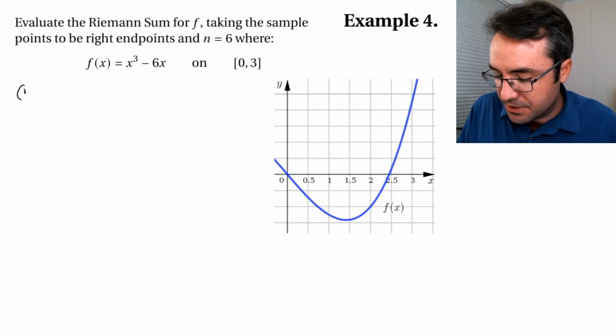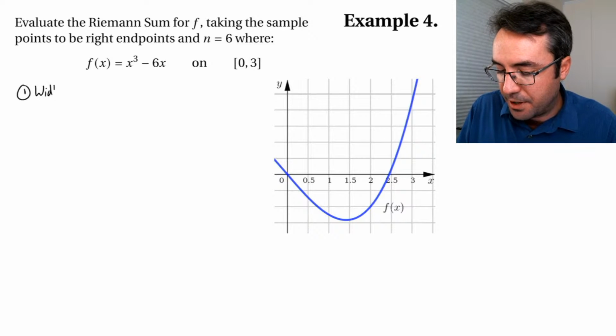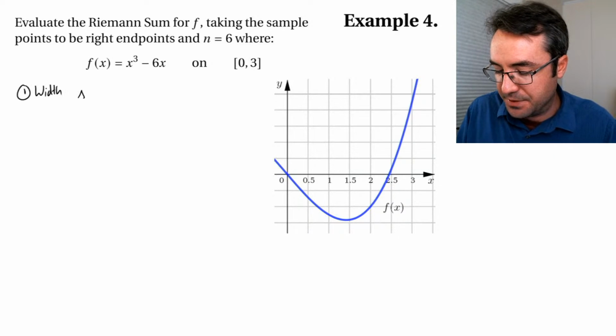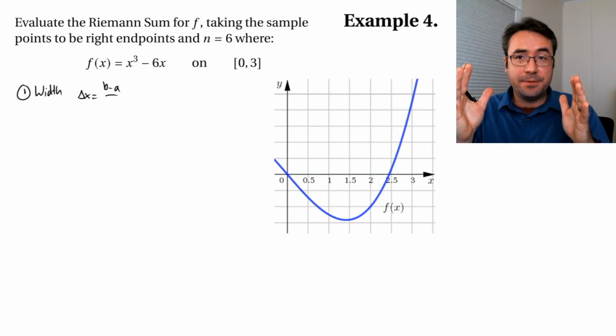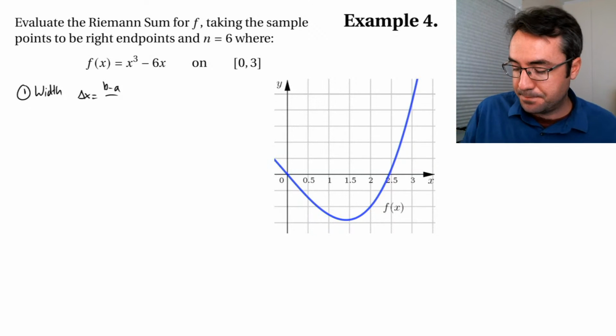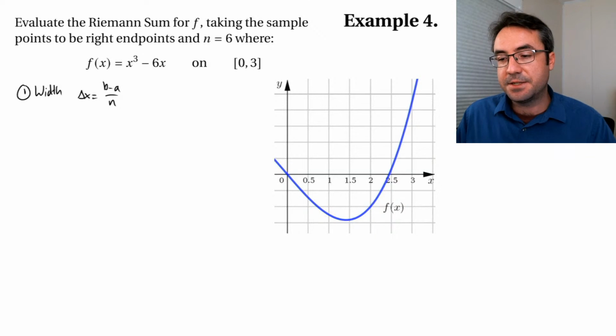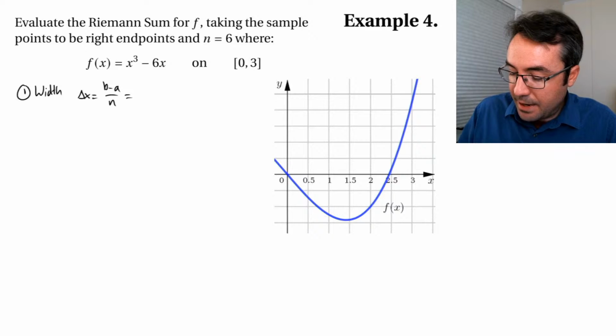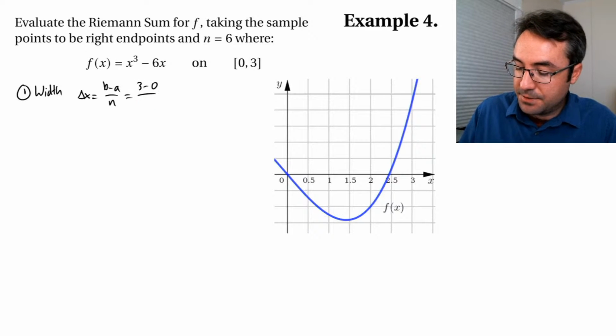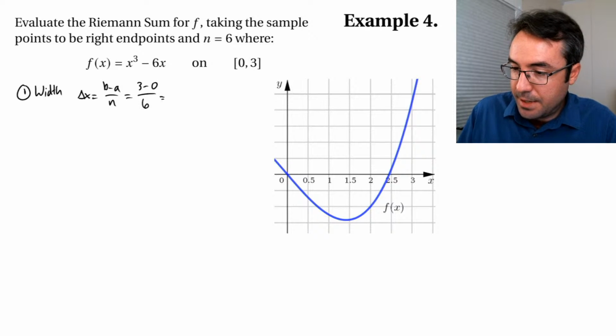So let's start with step 1. Let's figure out the width of each of our rectangles. And this is delta x. What we're going to do is take our interval from 0 to 3 and slice that up into 6 pieces. So delta x is b minus a divided by n, where b and a are the endpoints, and n is the number of rectangles. If we do this, we get 1/2 or 0.5.